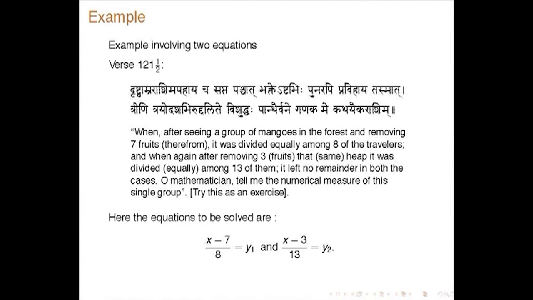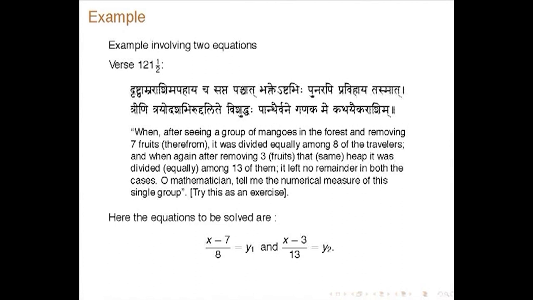The next also is a problem. When after seeing a group of mangoes in the forest and removing 7 fruits therefrom, it was divided equally among 8 of the travelers, and when again after removing 3 fruits, that heap was divided equally among 13 of them, it left no remainder in both the cases. O mathematician, tell me the numerical measure of this group.